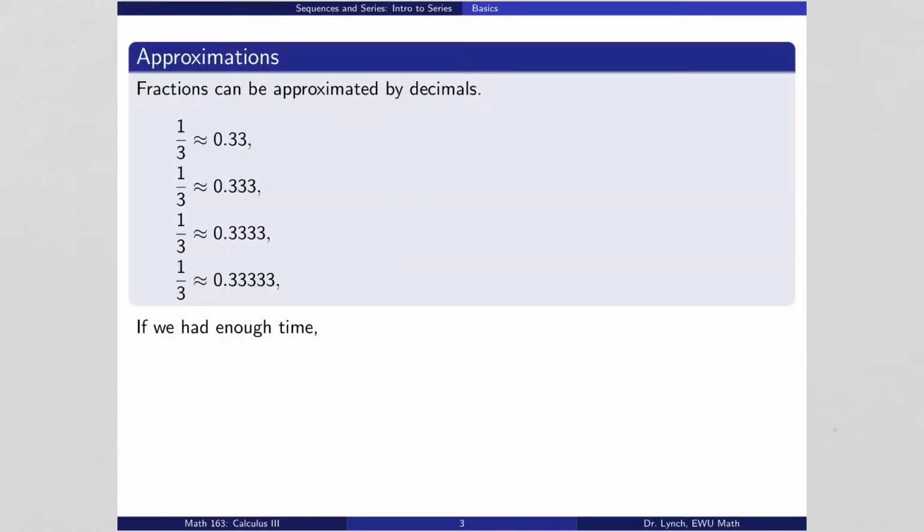So as an introduction to series, I'll argue as motivation that fractions can be approximated by decimals. We could say that 1/3 is approximately 0.33. It's also 0.333. It's also 0.3333. Or you could put 5 threes, and those are all approximations. And of course, if we had enough time, we could drop the approximation and write equals and just write threes forever.